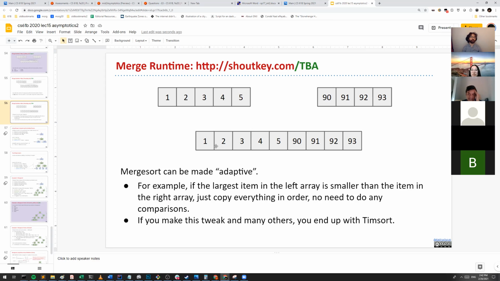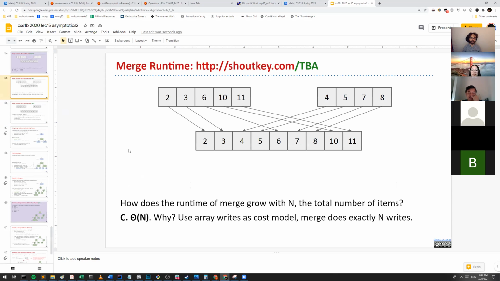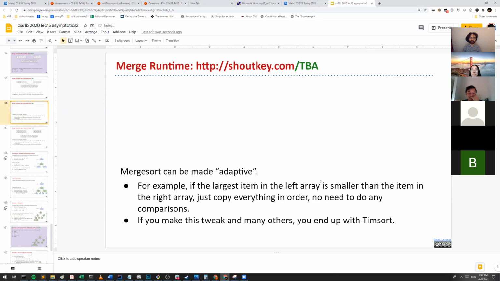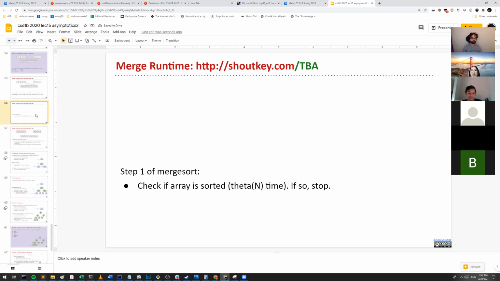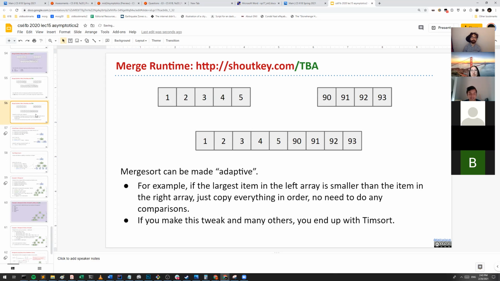Well, actually, I'm going to give you a trivial example of how the best case for merge sort can be n. Let's imagine step 1 of merge sort: check if the array is sorted. This is theta n time. If it is, stop. So if you add that optimization to merge sort, then its best case becomes theta n. Make sense? Cool. That's a great optimization, and real implementations of merge sort absolutely do that.